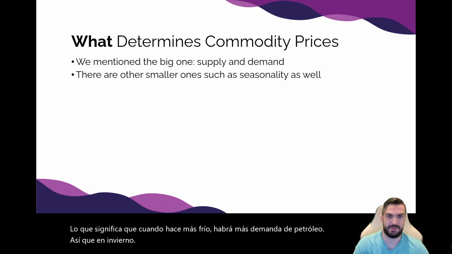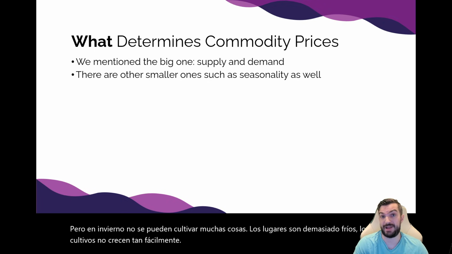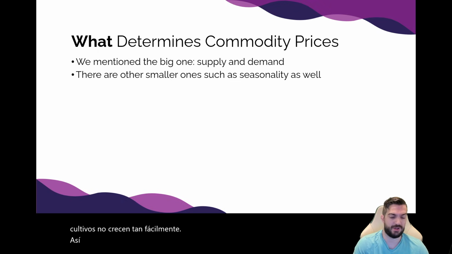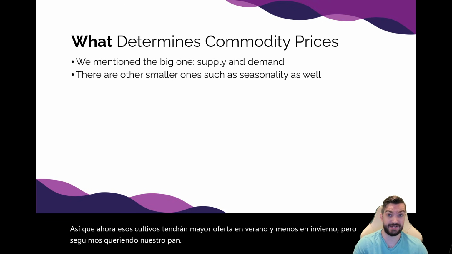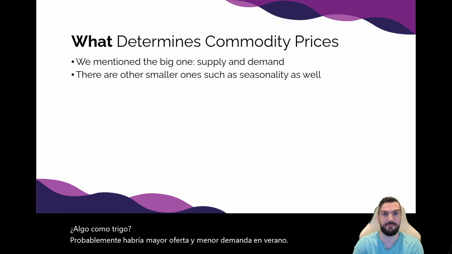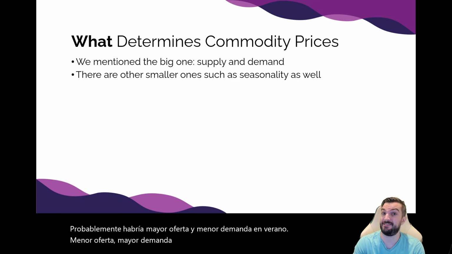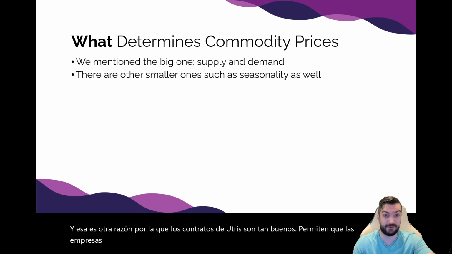But in the winter, you can't really grow a lot of stuff. Places are too cold, crops don't grow as easily. So now, those crops will have higher supply in the summer, lower supply in the winter, but we still want our bread. So something like wheat would probably have higher supply, lower demand in the summer, lower supply, higher demand in the winter. And that's another reason why futures contracts are so great. They let businesses make deals for up to a year in the future.